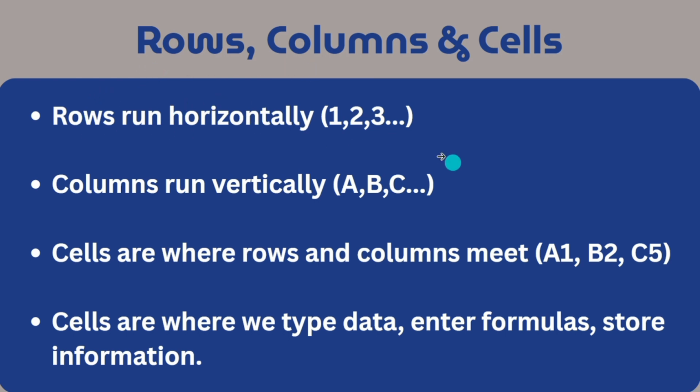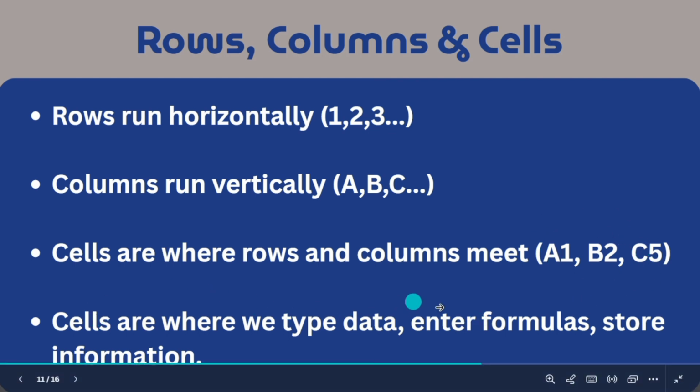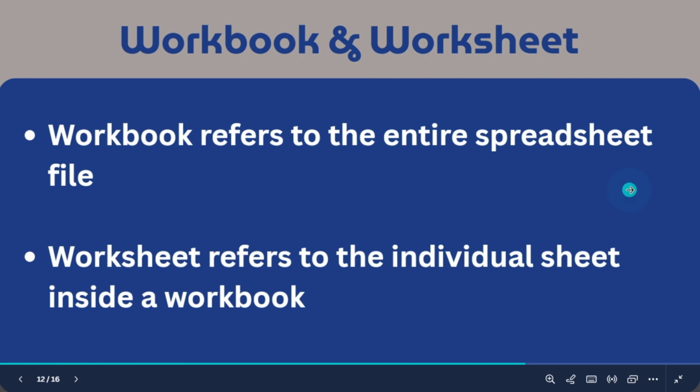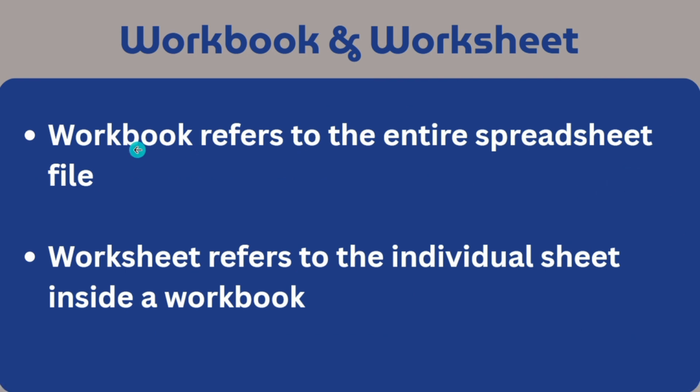Rows run horizontally. That's the part where you see numbers on your Excel sheet. That is your rows. Then your columns run vertically, A, B, C, and the likes. Then cells are where rows and columns meet. A1, that's row 1, column A. Column A, row 1, that's A1, B2, C5. Cells are where we type data, enter formulas, store information. Now, workbook and worksheet. The workbook refers to the entire spreadsheet file, while the worksheet refers to the individual spreadsheets inside a workbook.